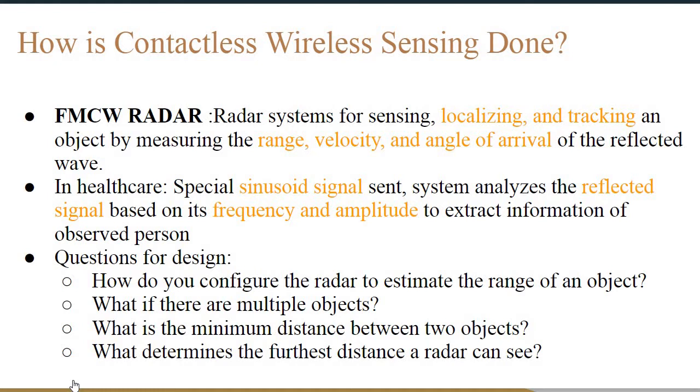Some major questions to be asked and answered in this particular design include: how do you configure the radar to estimate the range of an object in front of it? What if there are multiple objects in front of the radar system? What is the minimum distance between two objects that can be observed by this radar system? Then what determines the farthest distance a radar system can observe?